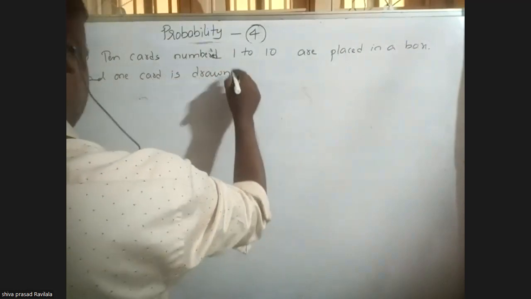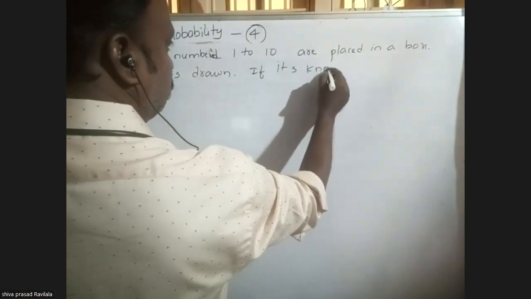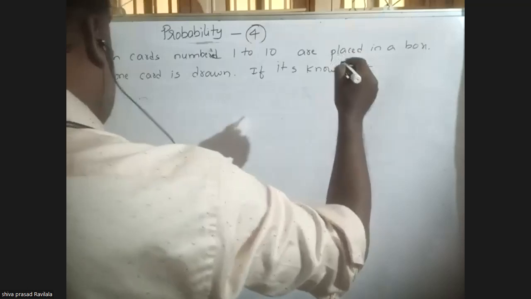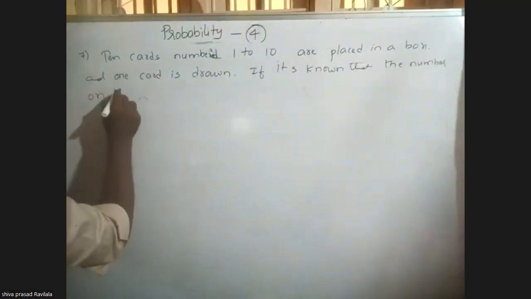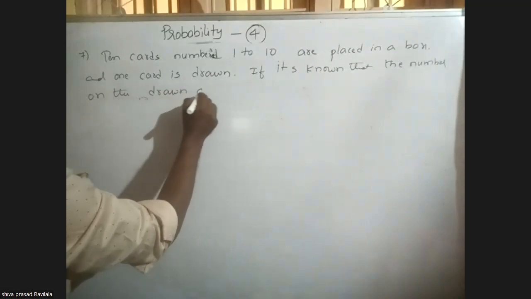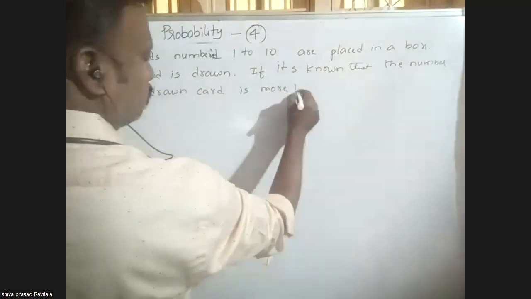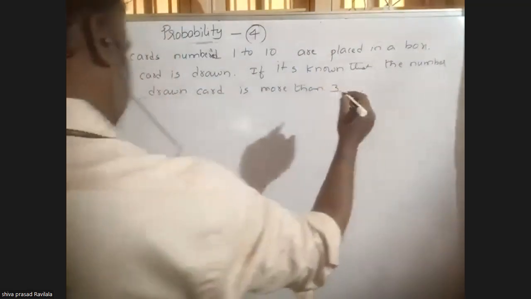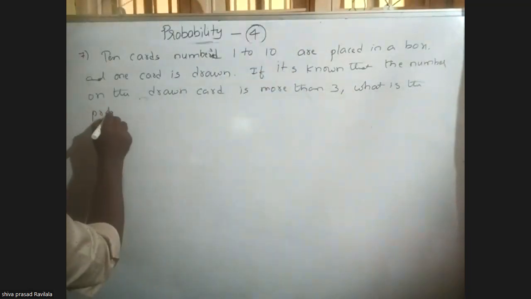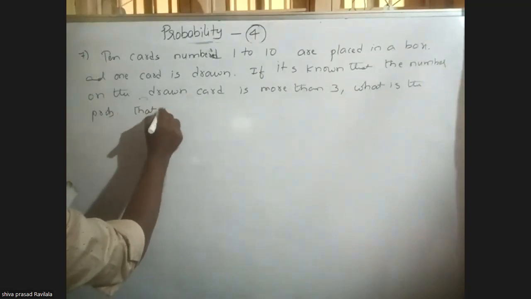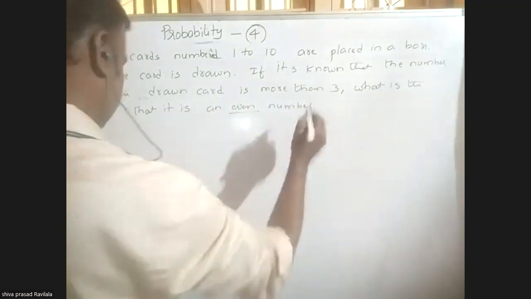If it is known that the number on the drawn card is more than 3, what is the probability that it is an even number? Can anybody answer? Simple question.